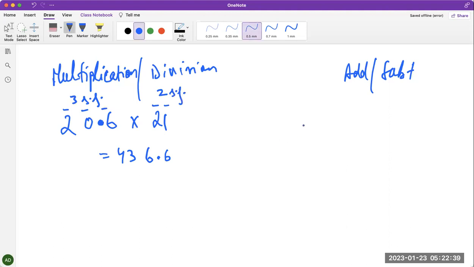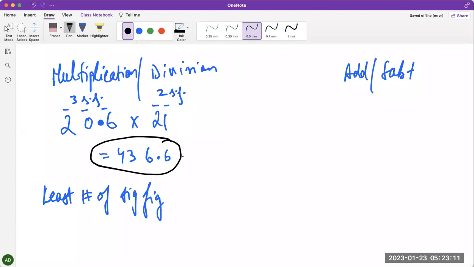Okay. So the rule for multiplication, division, what does it say? It says when you're multiplying and dividing two numbers, you go by the least number of sig figs. What does that mean? That 436.6 came from multiplication of these two numbers. These two numbers, they have 3 and 2 sig figs. The least number is 2. So the final answer that you got, you can only trust 2 sig figs out of them. So if you can only trust 2 sig figs, you need to round it off to 2 sig figs.